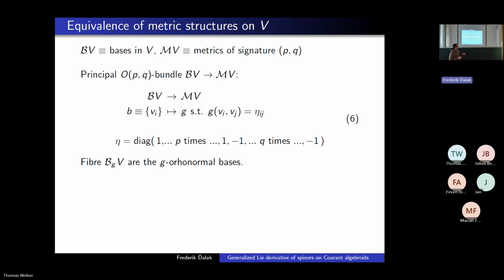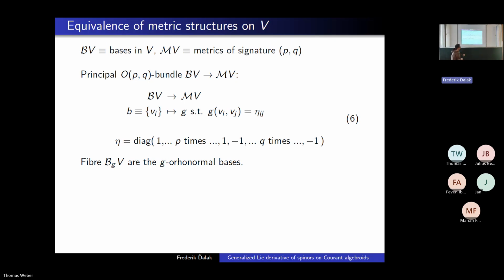And now this is seemingly unrelated for now, but it's just going to be a piece of the puzzle which we will need later on to define the Lie derivative. And so we are going to learn now how to establish equivalence of two metric structures for a given vector space. So let us consider a vector space V, and let's denote by BV the space of all the bases of the vector space V, and let's denote by MV the space of metrics on this vector space of signature (p,q), being some fixed signature.